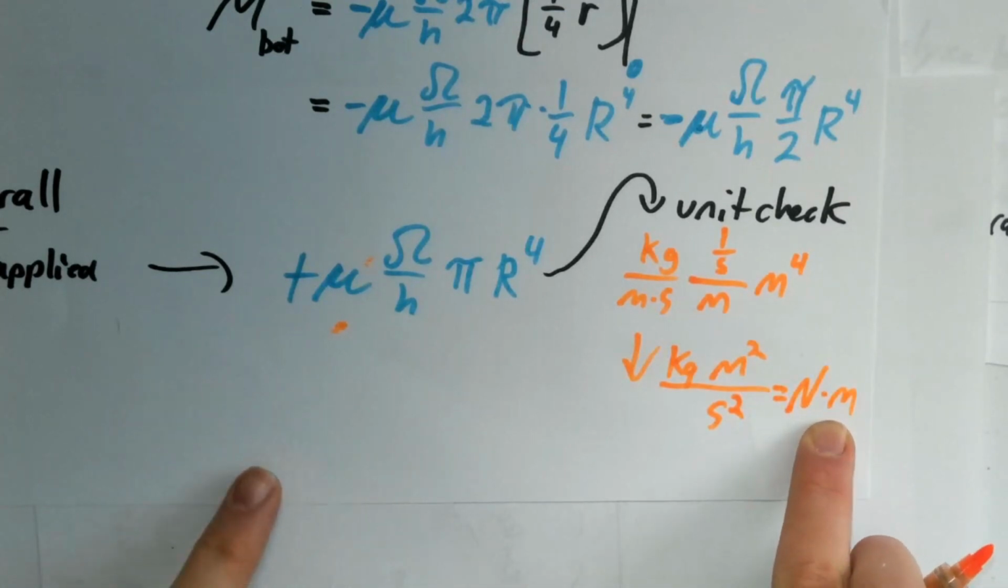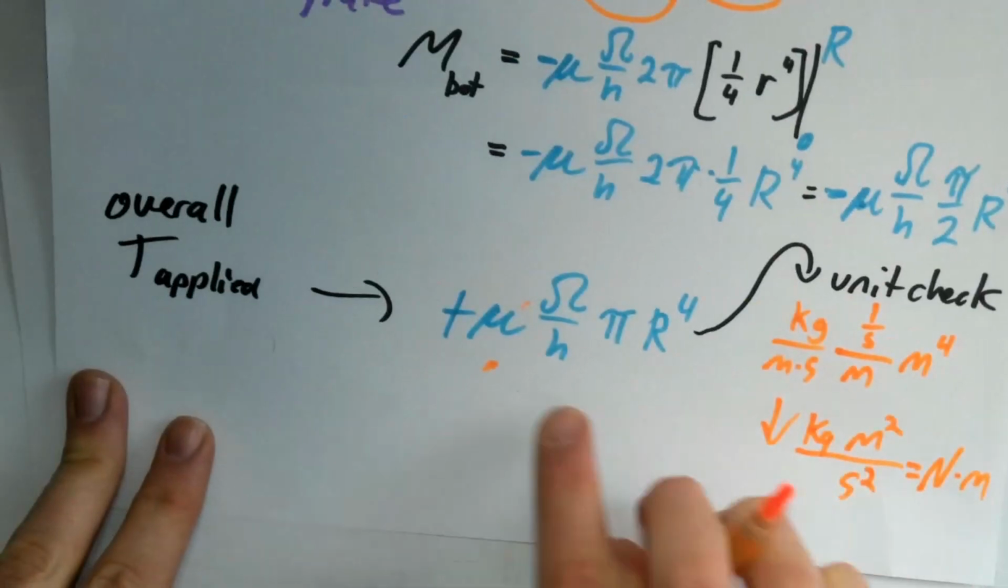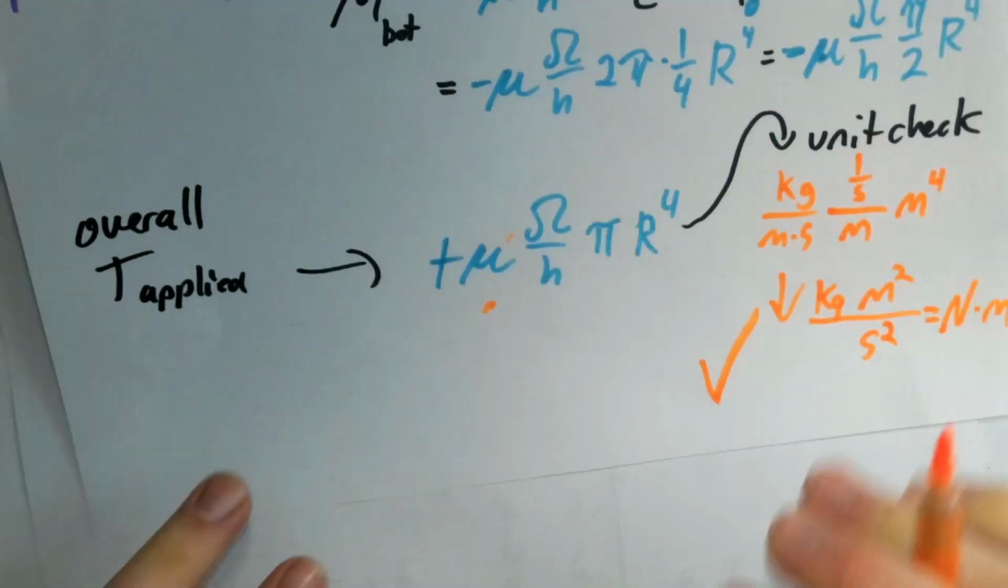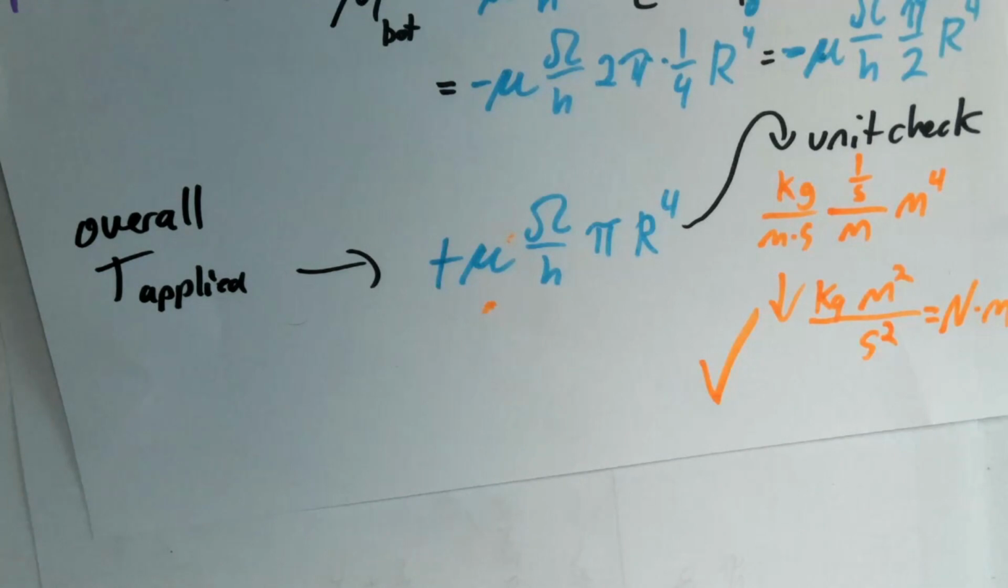All right, so what does this mean? We have Newton meters here. Is this units of torque? Check, we got it. All right, so unit check successful.